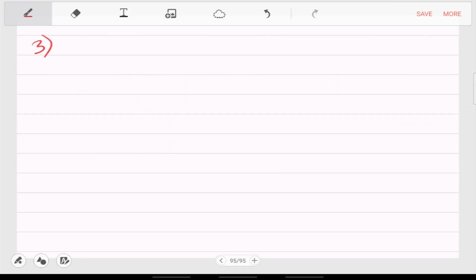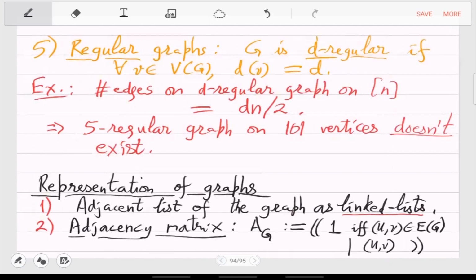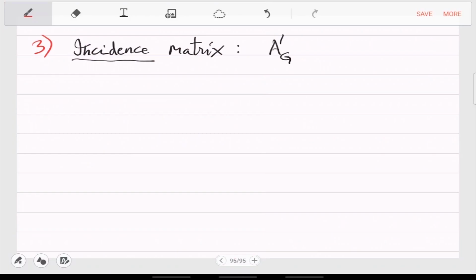Third is similar, but will look different. That's the incidence matrix. I did not give any name, so let's just say A prime G. Here the matrix was indexed by V cross E, and the entries were 0, 1. Now, in the incidence matrix, what we will do is we will store the function V cross E to 0, 1.